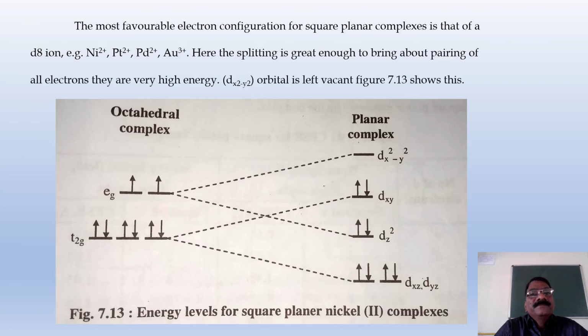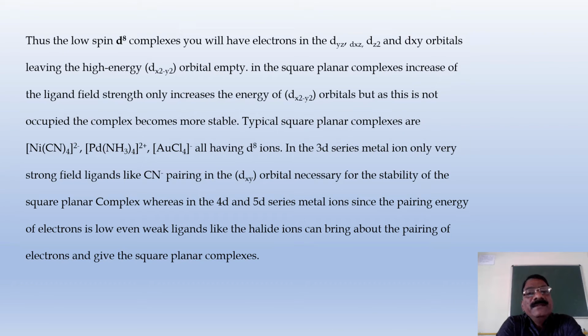Thus, in low spin d8 complexes, you will have electrons in the dyz, dxz, dz square and dxy orbitals, leaving the high energy dx square minus y square orbital empty. In square planar complexes, an increase of the ligand field strength only increases the energy of the dx square minus y square orbital. But as this is not occupied, the complex becomes more stable.